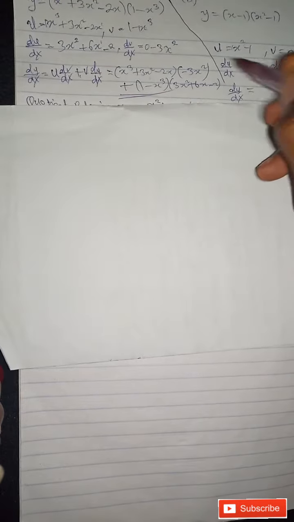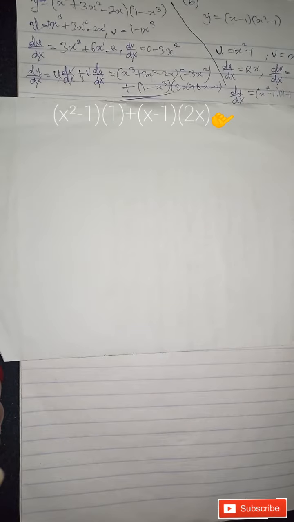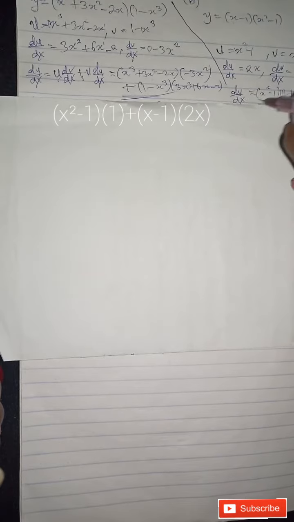So of course we still use the same formula. dy over dx is just u. What is u? u is just x squared minus 1 times dv/dx. What is dv/dx? That is just 1, plus v. What is v? x minus 1. I'm running out of space. Times du/dx. What is du/dx? 2x. Okay, there's the answer.